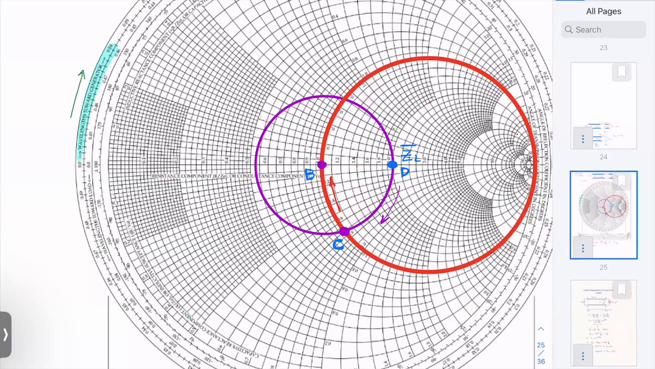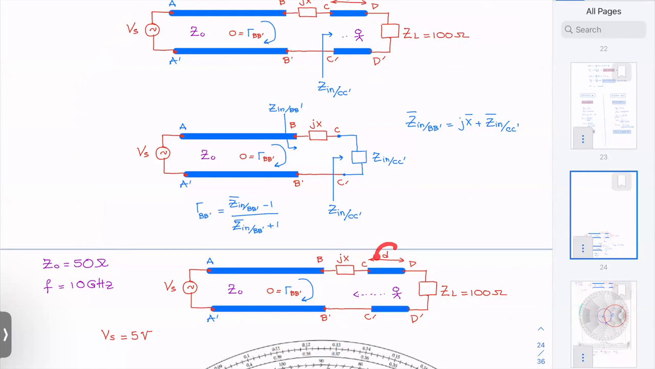Okay. Now, okay, so I did that. How do I translate all of this movement, physical movement, into a distance d? Remember, we have to find d. d here. This is d. We have to find d. And we have to find X. So the question is, how do I do this?